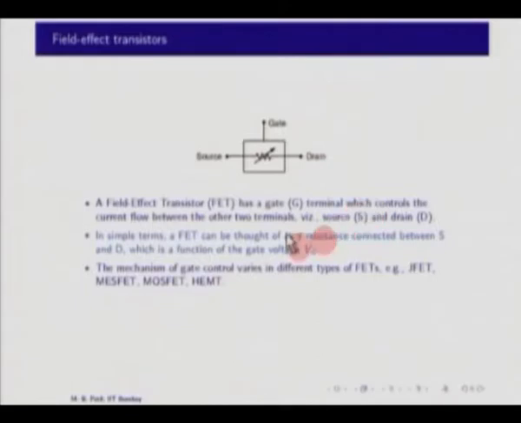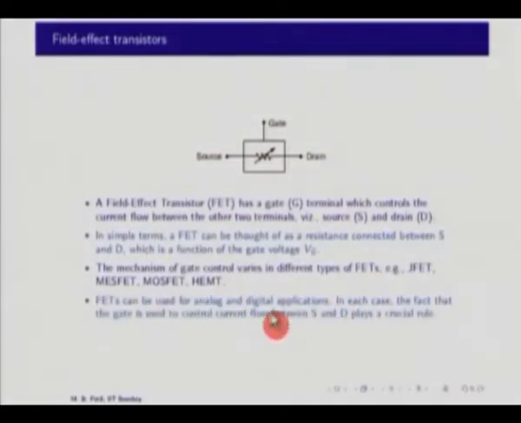Now, as I said, the mechanism of the gate control would be different in different devices. For example, in junction field effect transistors, as we know, it is a P plus N junction that controls the resistance. In a MESFET, it's a Schottky barrier that controls the resistance between source and drain. In a MOSFET, it's again controlled by the gate, but there's an oxide and an inversion charge and so on. The high electron mobility transistor is similar to the MOSFET.